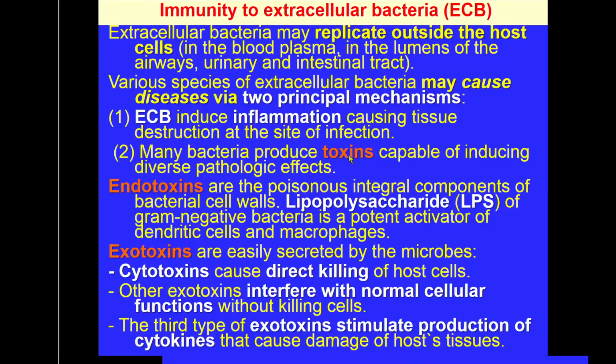You remember that toxins are subdivided into endotoxins and exotoxins. Endotoxins are lipopolysaccharides of the gram-negative bacteria. Exotoxins are very different poisons, mostly proteins, that may cause cytotoxic effects to kill human cells, or they have mechanisms to interfere with normal cellular function without destroying the cells, but causing abnormal function. And some toxins act via stimulation and production of cytokines.